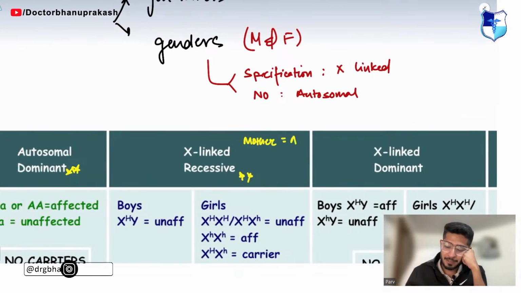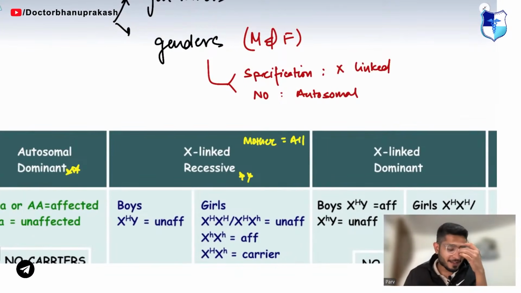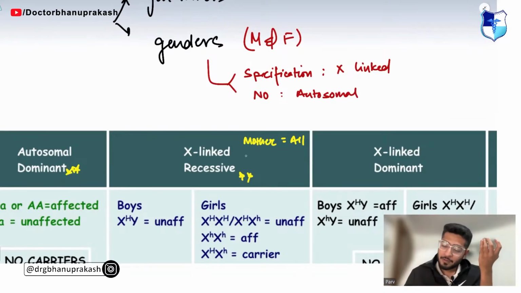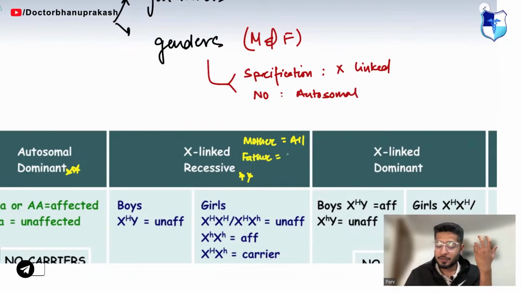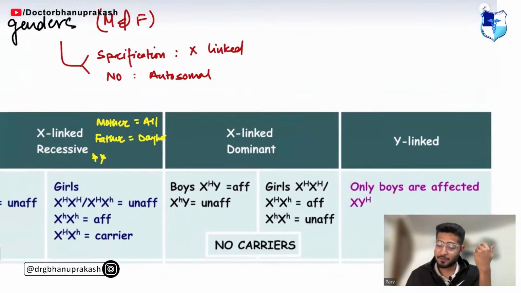Mother to all. See, mother is cute. So mother never distinguishes. Mother is going to give to everyone, whereas the father is going to give only to the daughter. So this is actually X-linked recessive, something which you have to understand.